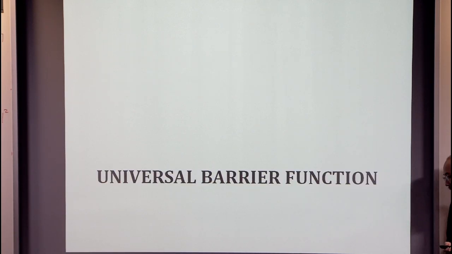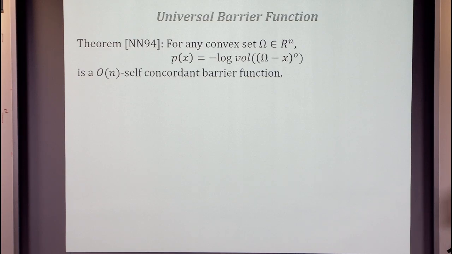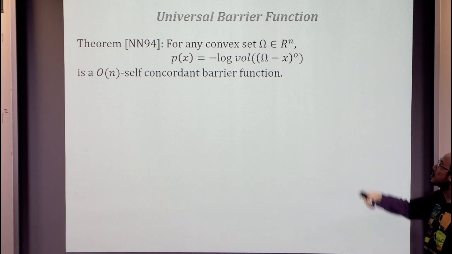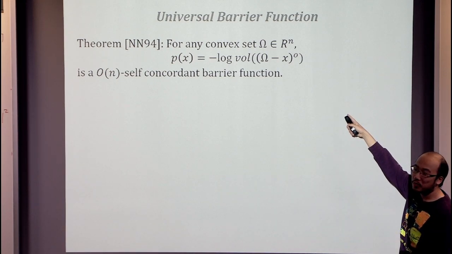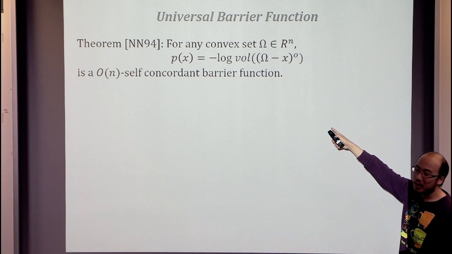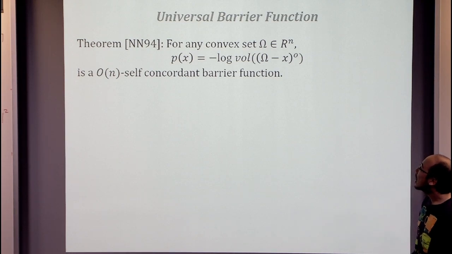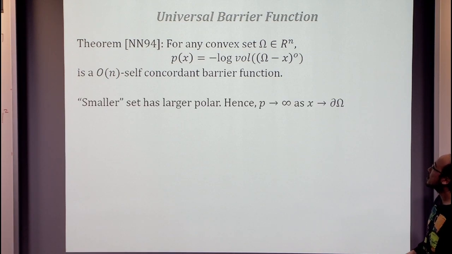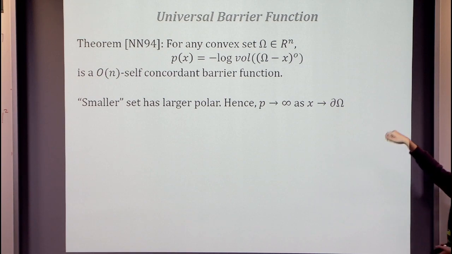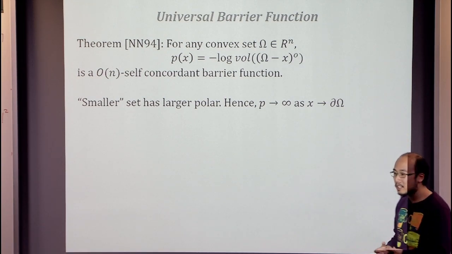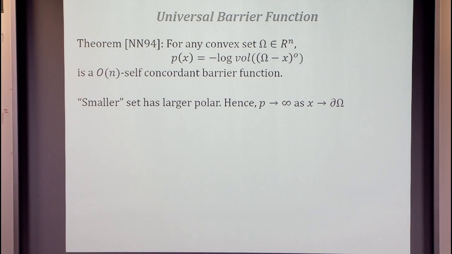Now I will talk about why we believe it could be square root n. In fact, Nemirovski and Nesterov's ellipsoid work show that this barrier function gives you O(n) self-concordance. That means using this barrier function to solve LP, you get a square root n iteration. And just to give an intuition for that barrier function, it looks like this.